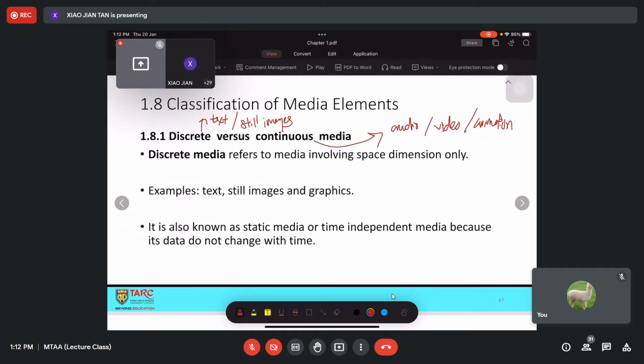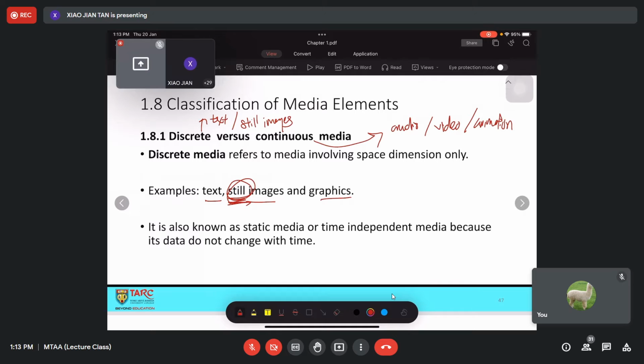The examples for discrete media would be text, still image, and graphic. Okay, why do I put still image? Because images could be animation. For example, continuous images would be animation. So to play safe, it's best to put still image so that it is really emphasized that this only involves the space dimensions.